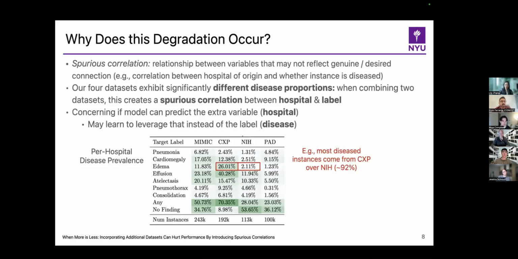Just to be more specific here, if you imagine combining CheXpert and the NIH dataset for predicting edema, over 92% of diseased examples come from CheXpert. So a model may rely on, rather than predicting the actual physiological signals, just predicting which hospital an image came from, and that will have it perform pretty well overall.